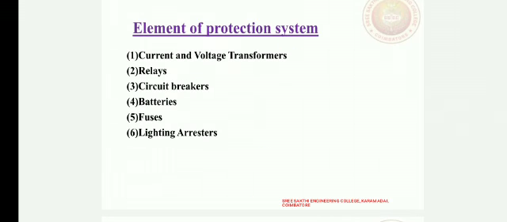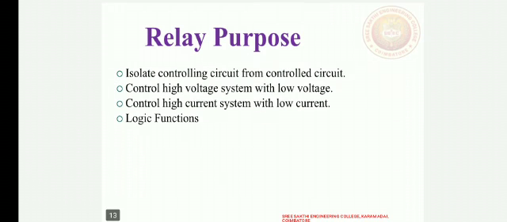The elements of a protection system: current and voltage transformers, relays, circuit breakers, batteries, fuses, lightning arresters. The main device is the relay. It is used to sense the fault, and information is given to the circuit breaker. The circuit breaker isolates the faulty part from the healthy part. The main purpose is to isolate the controlling circuit from the controlled circuit, and it controls high voltage systems with low voltage and also high current systems with low current.